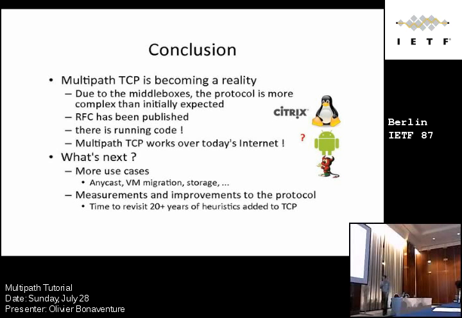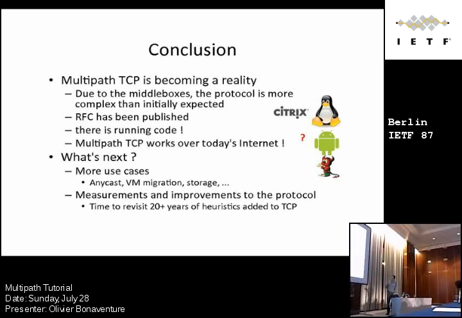What's next? We could do more use cases with Multipath TCP. You could use Multipath TCP to provide kind of anycast services. Some have been doing virtual machine migration by using Multipath TCP instead of using VXLAN or whatever technique to hide the change in the IP address. When you do a migration with Multipath TCP, you expose the change of the IP address, but Multipath TCP takes care of the change in the IP address. We could probably use Multipath TCP for storage.